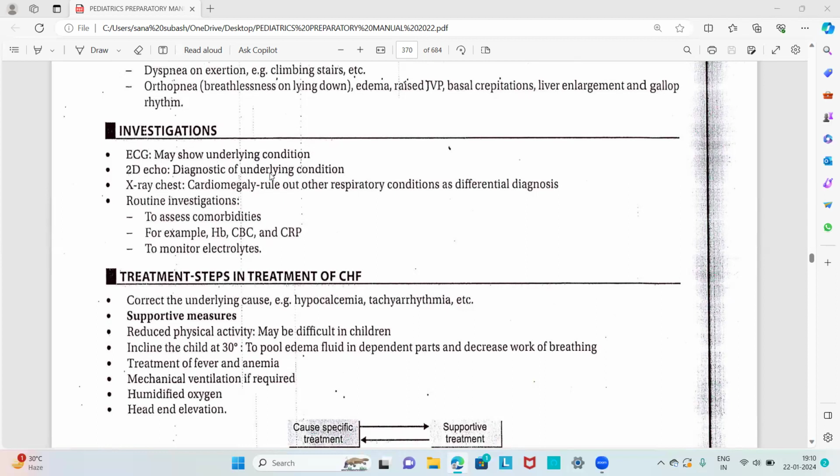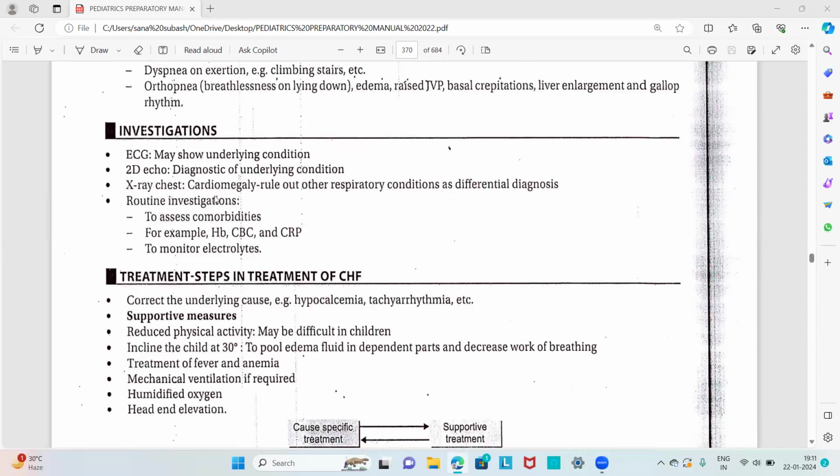That is, if there is any valvular heart disease or any decrease in the ejection fraction, we have to diagnose it by the 2D echo. Then we have to do an X-ray test to look for cardiomegaly, and to rule out other respiratory conditions as differential diagnoses.